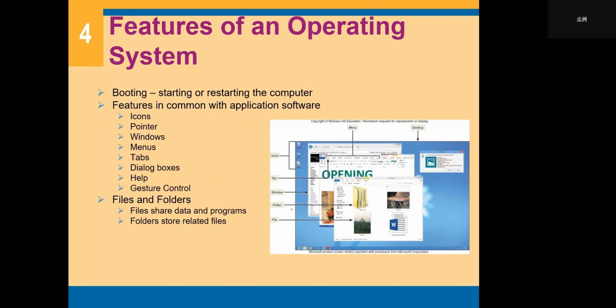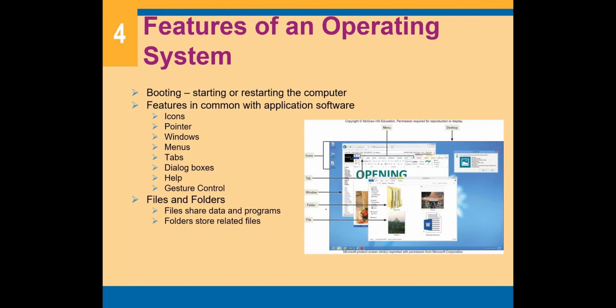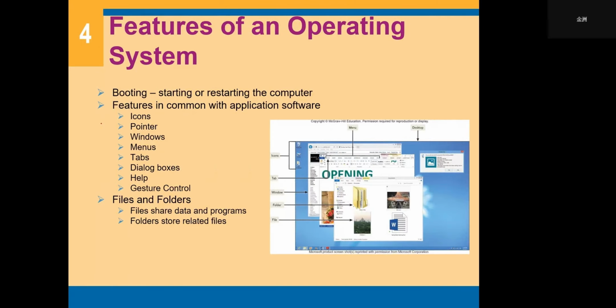Then I show here several features of an operating system. I listed here using the Windows operating system as an example. So booting is the process of starting a computer. Okay, starting or restarting a computer. So in fact, we usually include two kinds of boots. The warm boot and the cold boot.